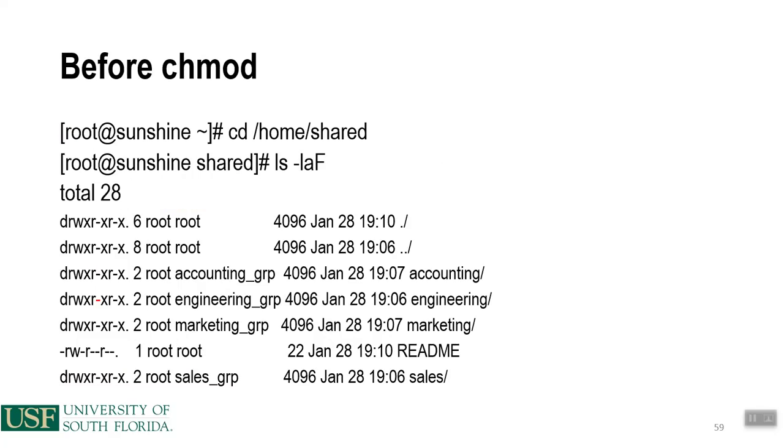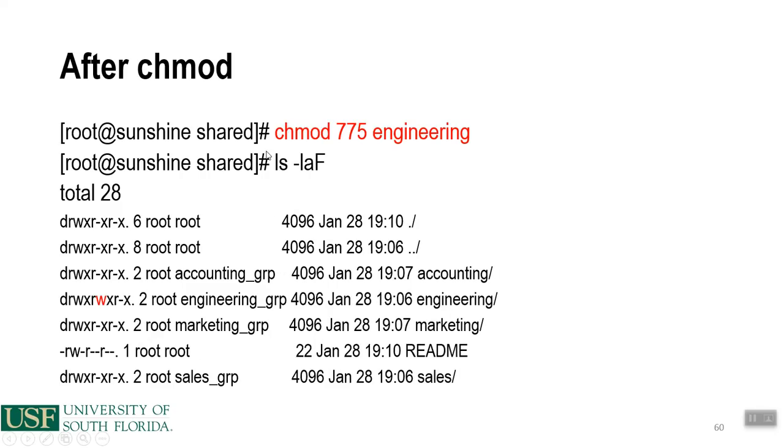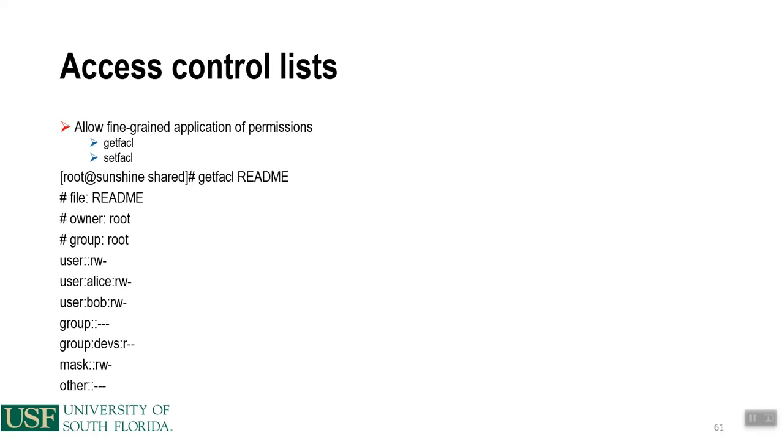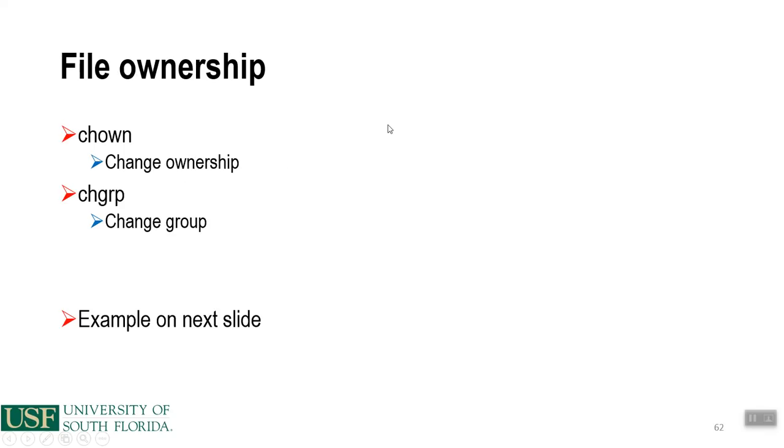So before chmod, you can see what it looks like. And then after chmod, now you can see that this particular group right here has access. They can write to this particular file as well. You can also start to do access control lists, a fine-grained application of permissions, so you can do that for specific types of files and so on.